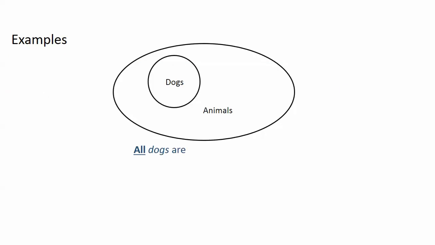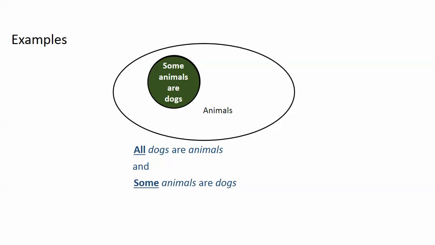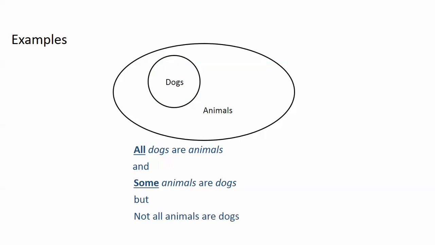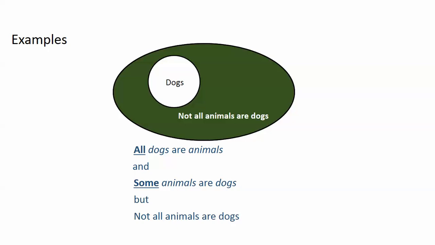Examples. All dogs are animals. That's going to be this circle contained entirely inside of the animals. And some animals are dogs. The animals that are dogs also fits inside of this circle. Some animals are dogs, but not all animals are dogs. Every other animal would not be a dog. That would be contained in this part of our picture.